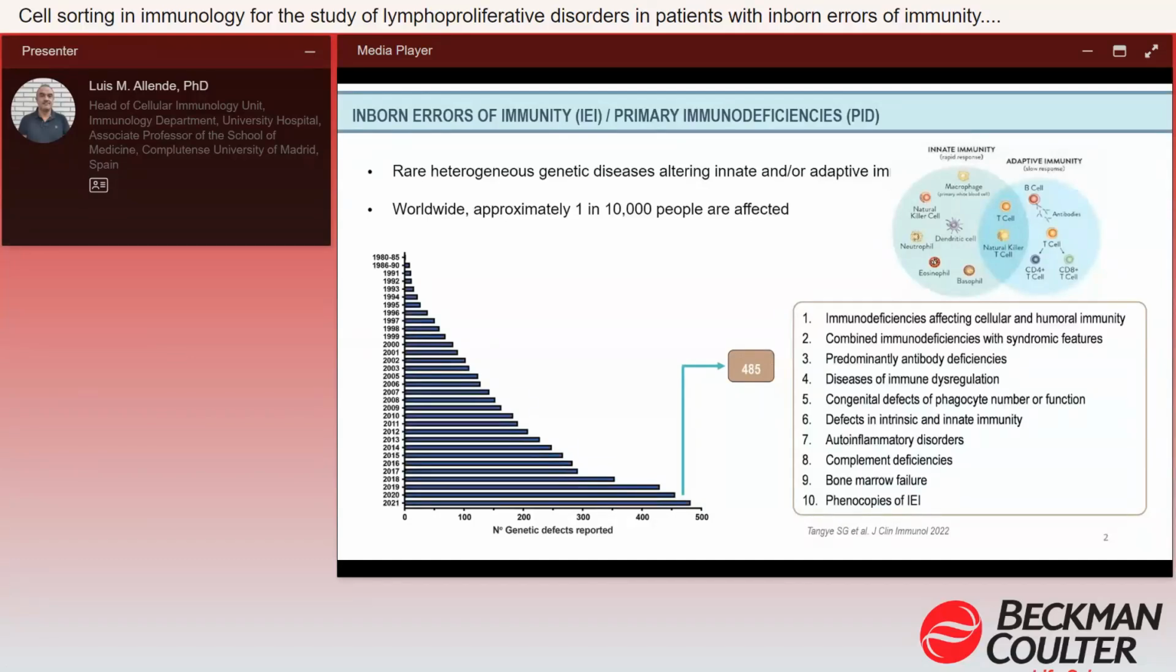Group 6, defects in intrinsic and innate immunity, such as Mendelian susceptibility to mycobacterial disease, or for example, TLR7 deficiency in severe COVID-19 infection. Group 7, autoinflammatory diseases such as recurrent fevers. Group 8, complement deficiencies, such as C1 inhibitor deficiency in hereditary angioedema. Group 9, bone marrow failure, such as Fanconi anemia and dyskeratosis congenita. And finally, group 10, phenocopies of inborn errors of immunity, which can be divided into those associated with somatic mutations or those associated with neutralizing autoantibodies.